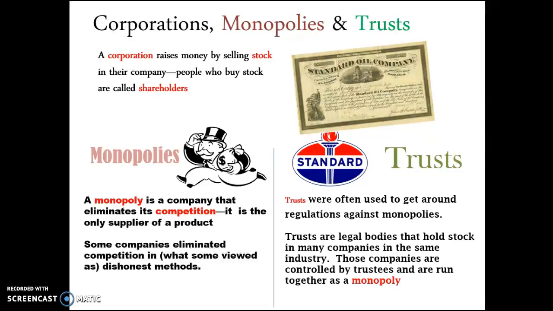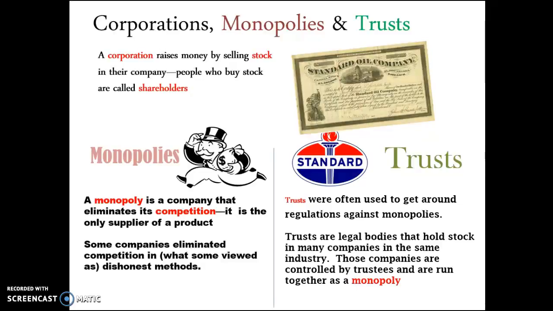Now, monopoly, our government does not allow monopolies. They allow natural monopolies like cable companies. But if our government allowed monopolies, then prices would be really, really high for us because there's no competition. So you want competition, like you want competition between Target and Walmart because then you can get your price down low. So a monopoly is a company that eliminates its competition. It is the only supplier of a product, meaning it can set prices to whatever it wants because you can only go to that company to get that product. Some companies eliminated competition with dishonest methods.